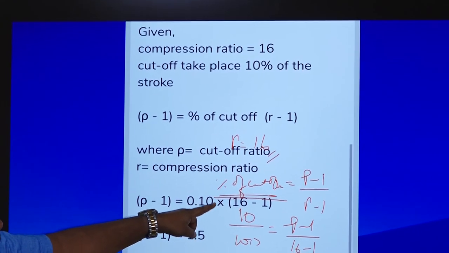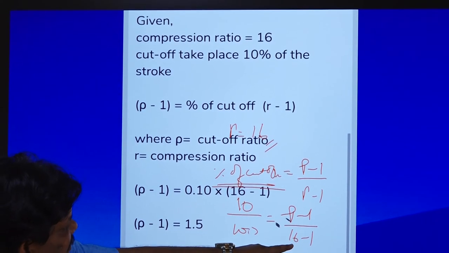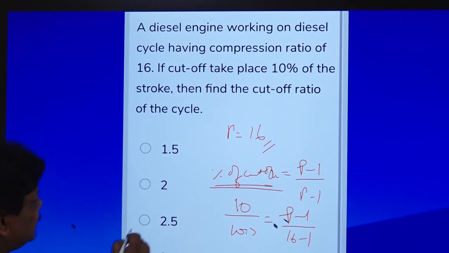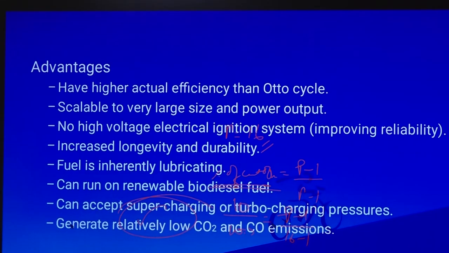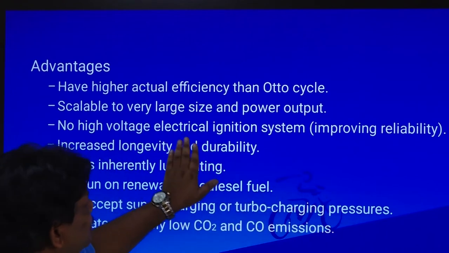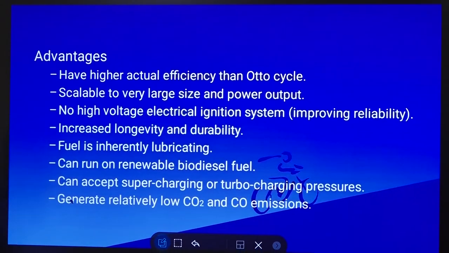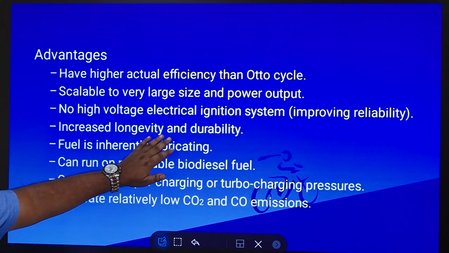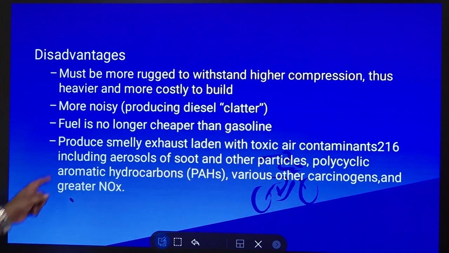So you can see here, the percentage of cutoff is rho minus 1 by R minus 1. 10 by 100 is equal to rho minus 1 by 16 minus 1. So you will find the value of rho, it is around 2.5. So the answer is 2.5, that is given here. Okay, so you should be thorough with these kinds of problems. Everything is simple, but you have to know the procedures and the basic concepts related to the cycle. These are the advantages of the diesel engine compared to the auto cycle, and then these are the disadvantages. It is more noisy, and it gives more pollution.